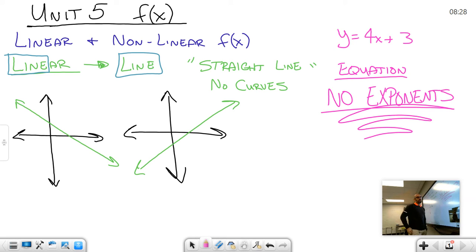If I gave you that equation and asked, is this linear or nonlinear? You're looking straight for the exponents. It doesn't have any exponents, therefore that function is linear. So: straight line, no exponents. Pretty simple for linear.